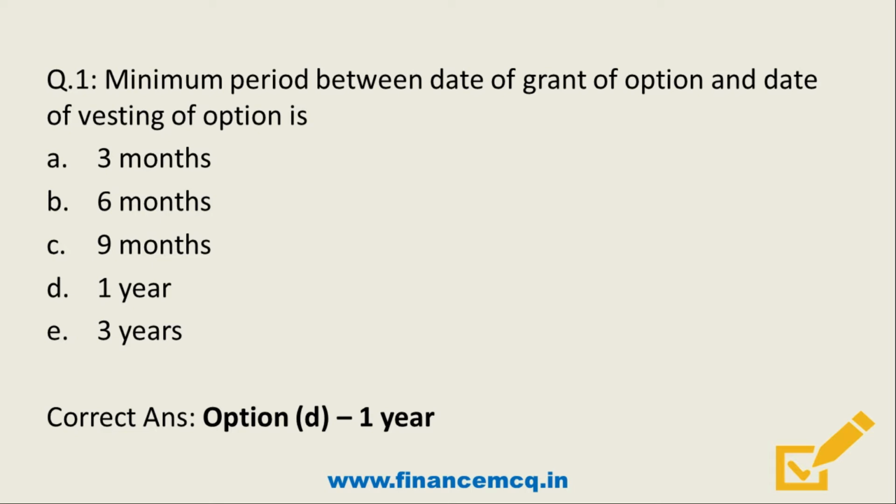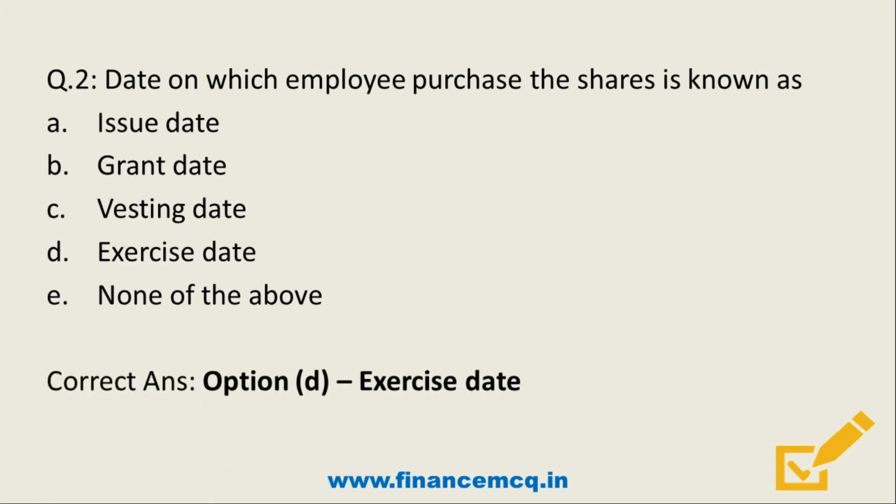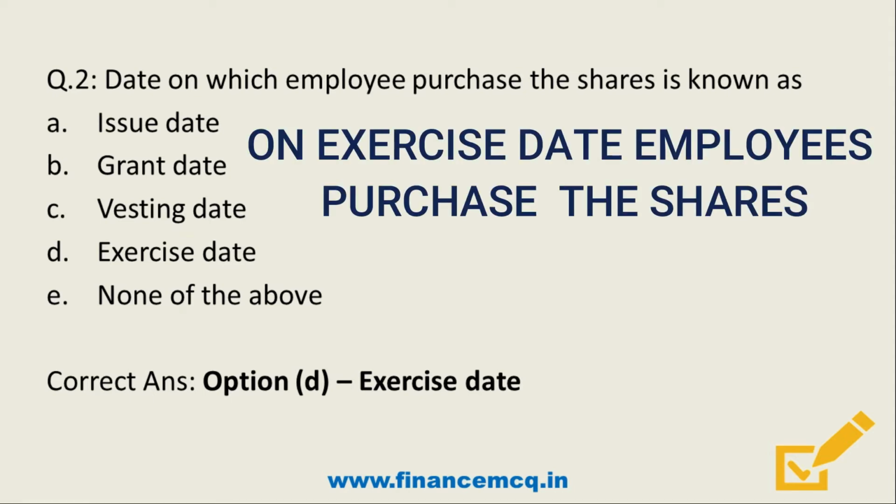Friends, vesting period is time period for which an employee has to wait for granting of shares by the company. Question number 2. Date on which employee purchases the shares is known as option A issue date, option B grant date, option C vesting date, option D exercise date, option E none of the above. So what's the correct answer? It's option D exercise date. Friends, on exercise date an employee is exercising his option and purchases the shares.